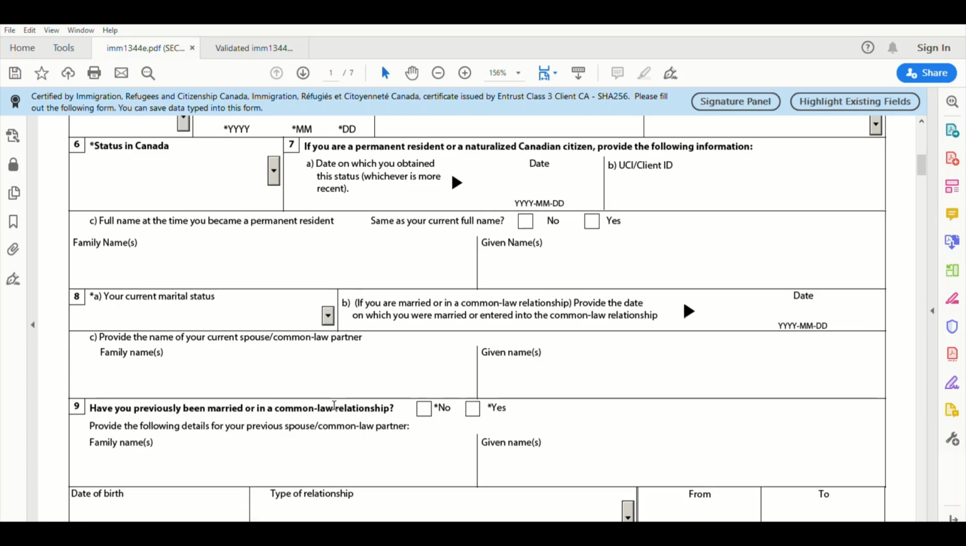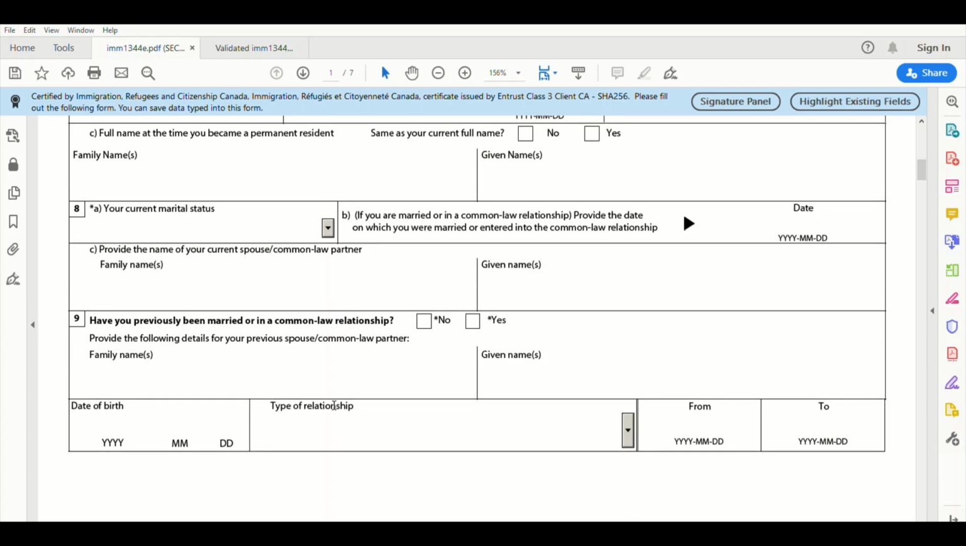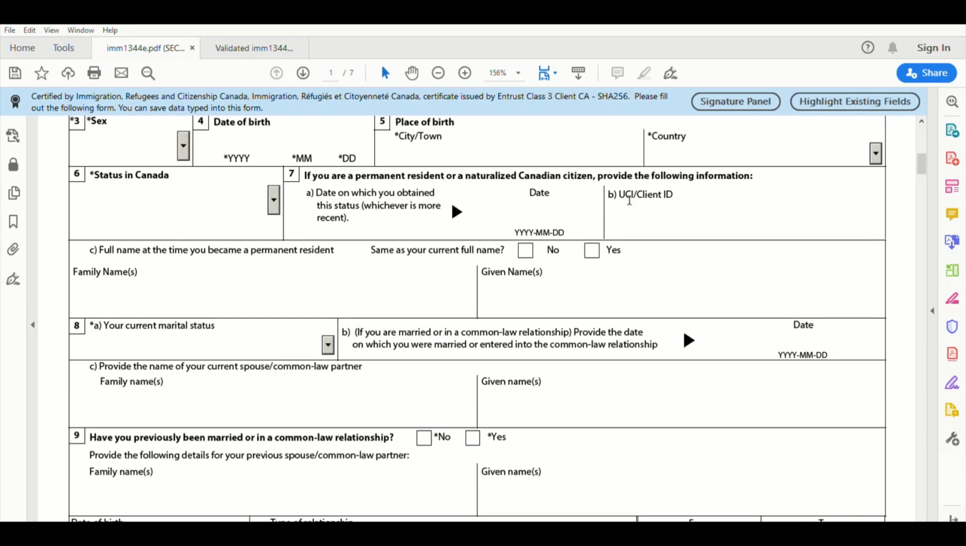The UCI sometimes causes challenges. Here, UCI or client ID. UCI means unique client identifier, and it's basically a number of 8 or 10 digits that is given by the government of Canada. If you don't have one, that's fine, just leave it blank.